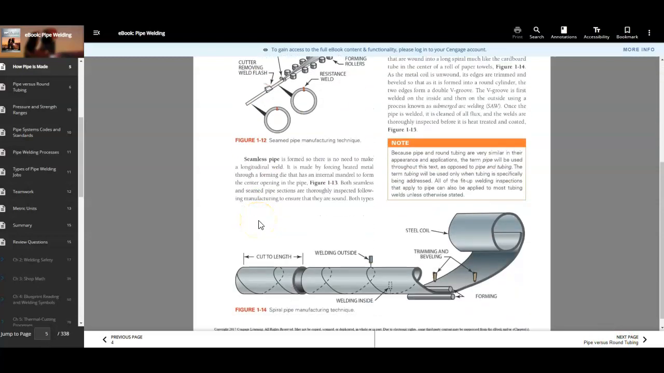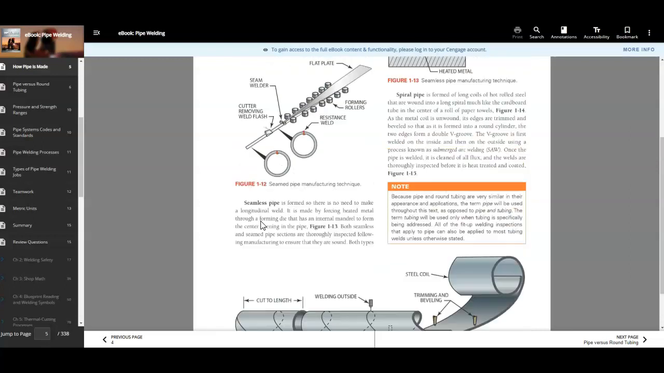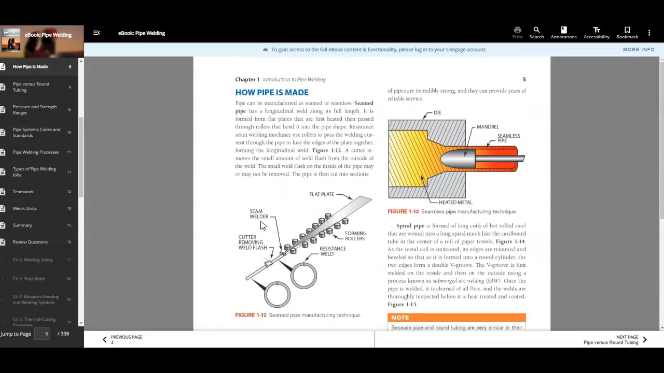Seamless pipe is formed so there is no need to make a longitudinal weld. It is made by forcing heated metal through a forming die that has an internal mandrel to form the center opening in the pipe. Figure 1-13 shows seamless pipe manufacturing technique. Both seamless and seamed pipe sections are thoroughly inspected following manufacturing to ensure that they are sound. Both types of pipe are incredibly strong and they can provide years of reliable service.